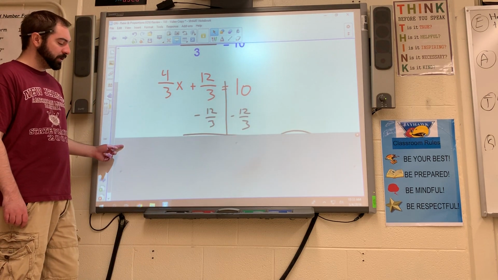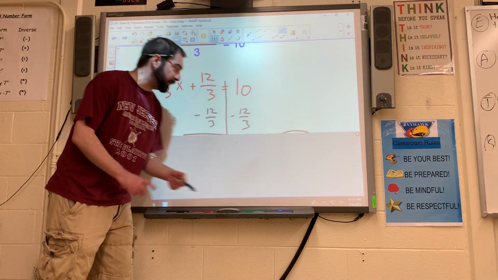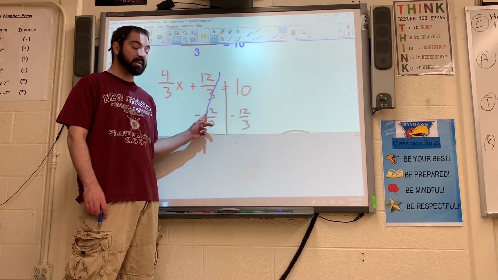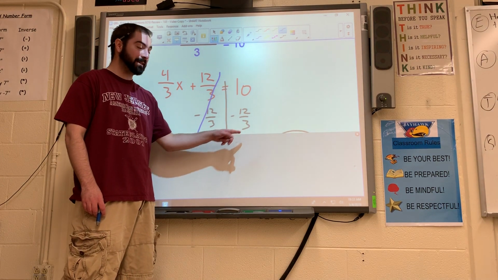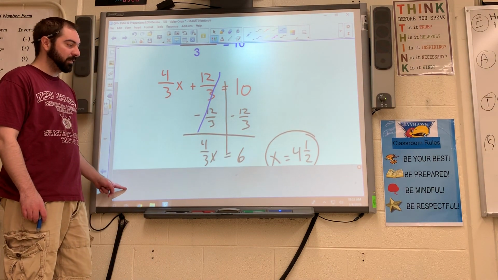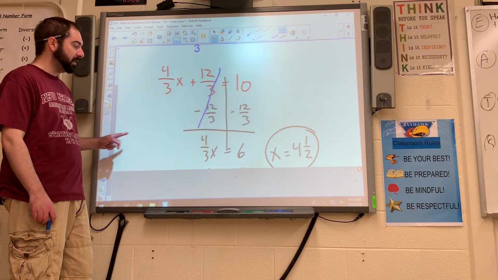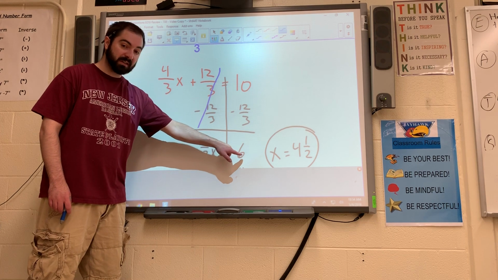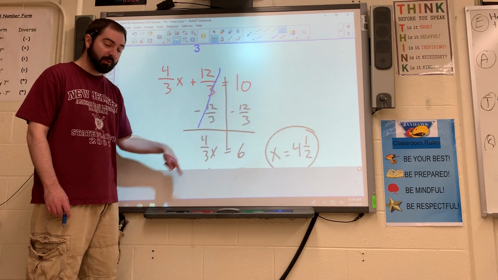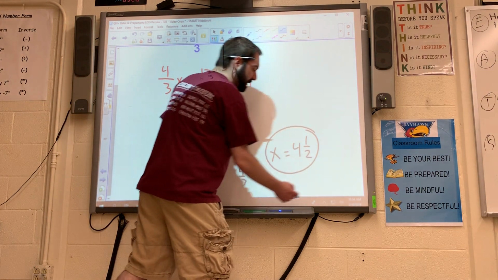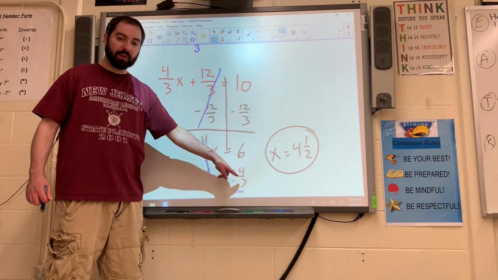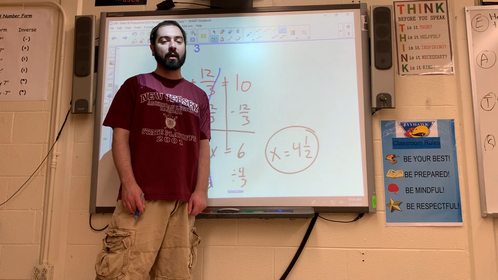From there, the first thing you're doing is subtracting 12 over 3, because that's the opposite of plus 12 over 3. Remember, golden rule, whatever I do to one side of an equation, I do the exact same to the other. 10 minus 12 over 3 is 6. So now I have 4/3 times x equals 6. Well, I said times 4/3. The only other thing I have to do here is divide by 4/3. 6 divided by 4/3 in a calculator is going to say 4 1/2.